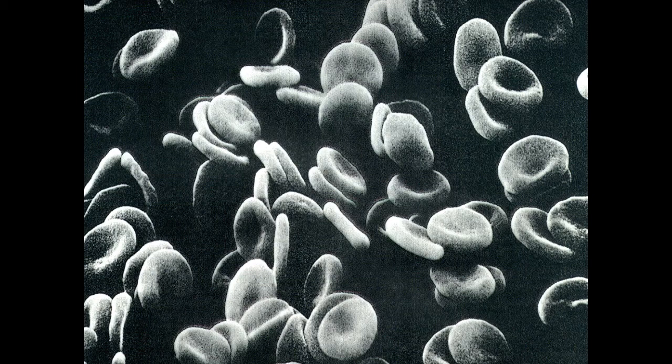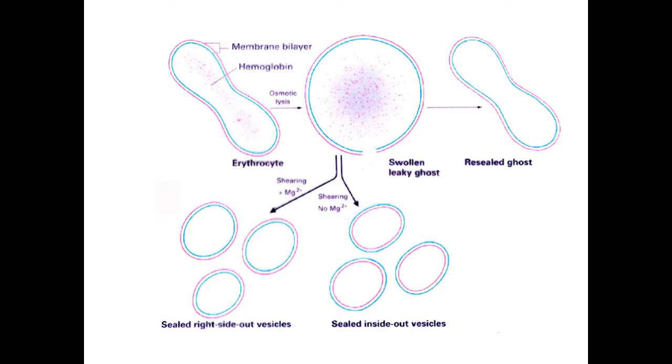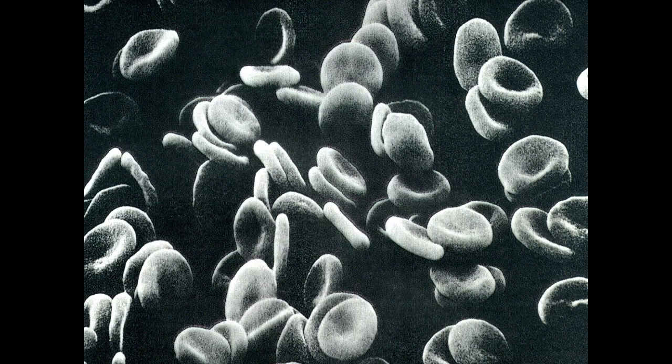Now what I'm showing here are red blood cells, in a scanning electron micrograph, and what's very characteristic of these cells is the biconcave shape. The biconcave shape of red blood cells is due to interactions between membrane proteins and cytoskeletal proteins.